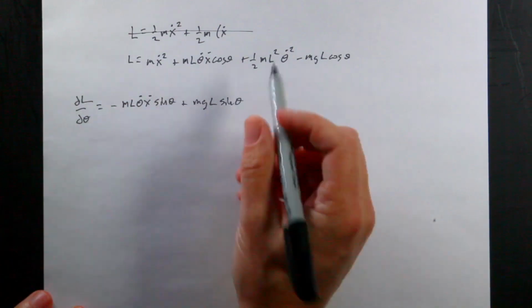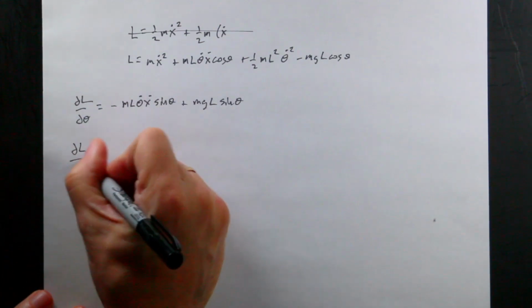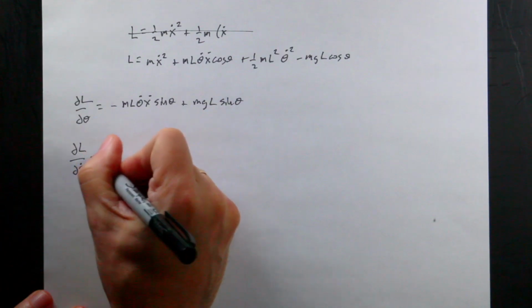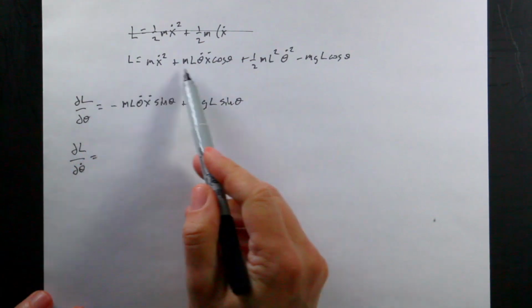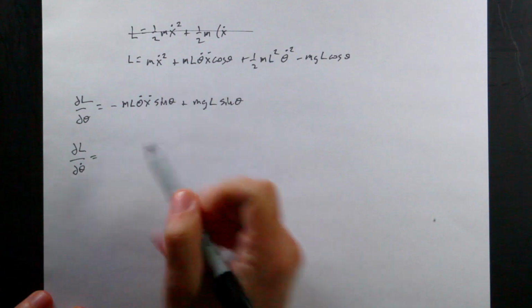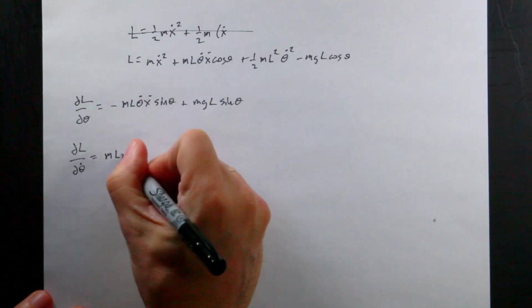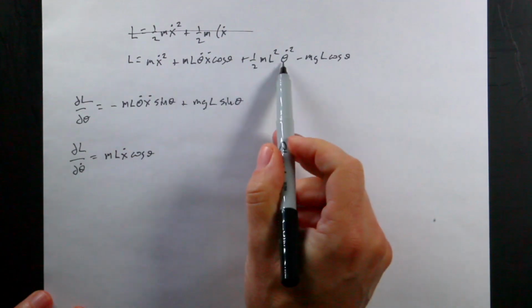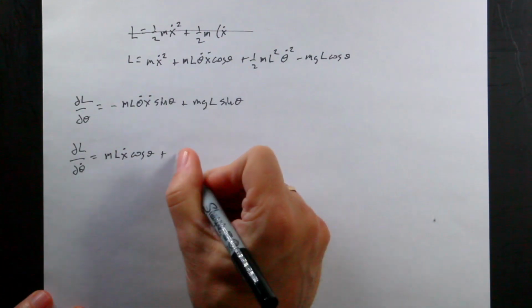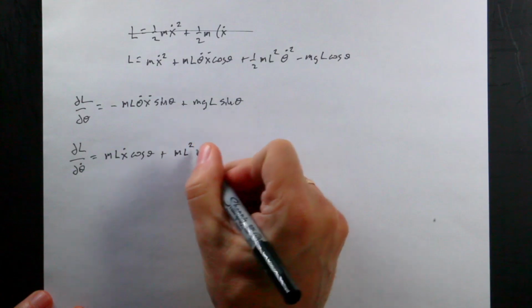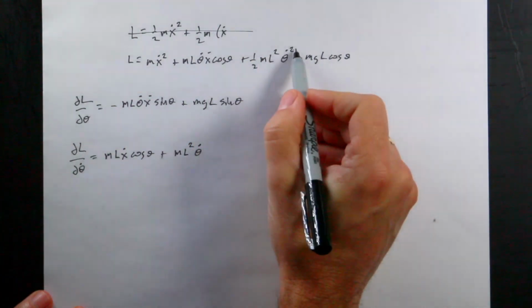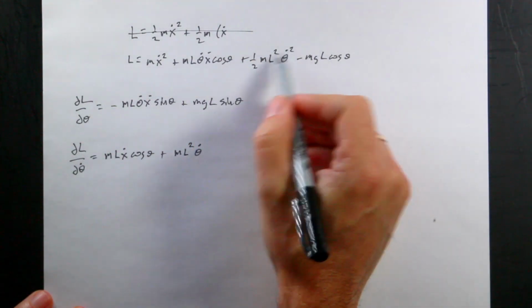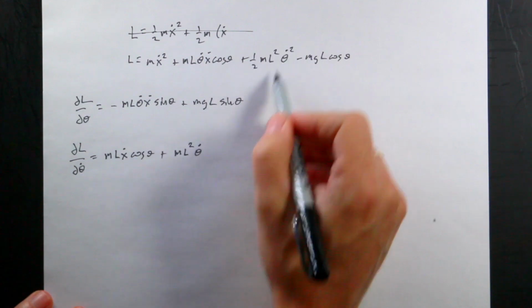Okay, now let's take the partial of L with respect to theta dot. Okay, so I'm looking for theta dots. There's one, and that's pretty easy. So I get mL x dot cosine theta. Here's the theta dot. I get plus mL squared theta dot, right? Because it's a power of 2, so I bring the 2 down, and then that's just theta dot, and that's it.